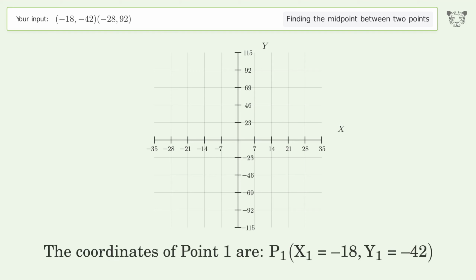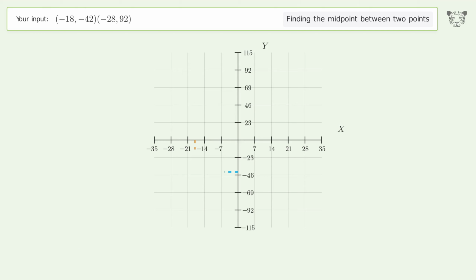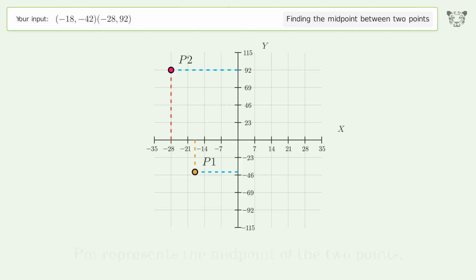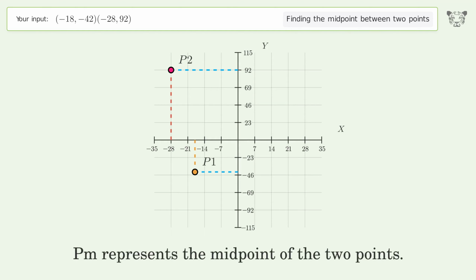The coordinates of point 1 are, x1 equals negative 18, y1 equals negative 42. The coordinates of point 2 are, x2 equals negative 28, y2 equals 92. PM represents the midpoint of the 2 points.